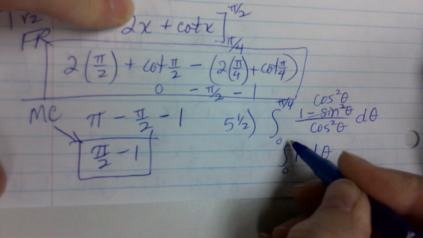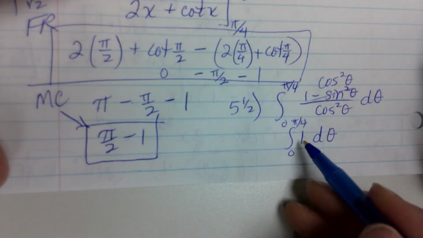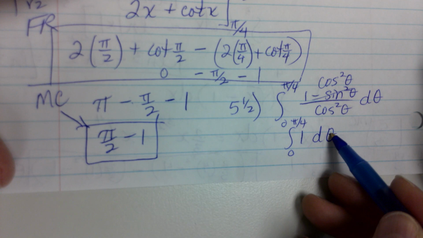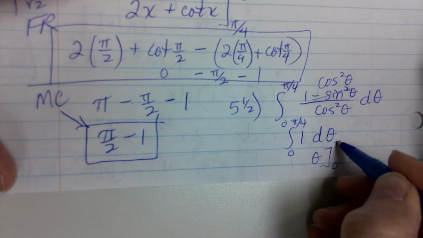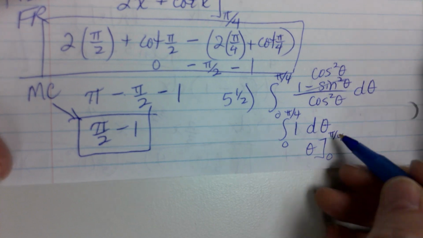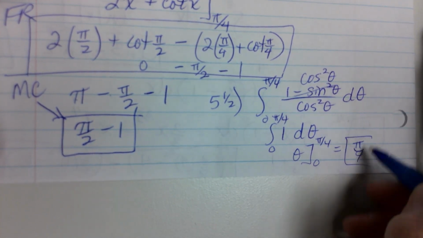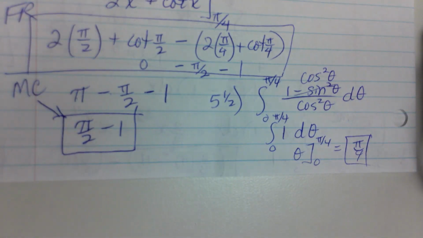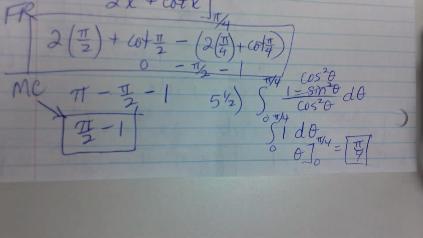Instead of being a difficult problem, what's the antiderivative of 1 d theta? Theta, in this case, right? Plug in the top, pi over 4, minus 0. So it looked difficult to start with, but not really, if you remember your identities.